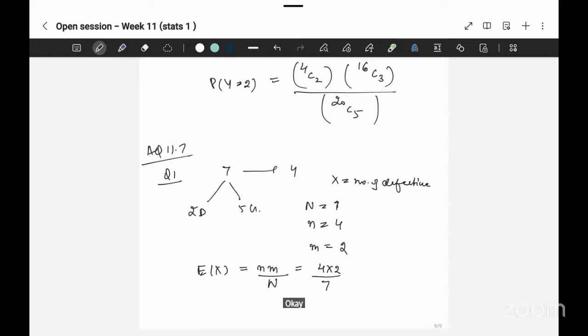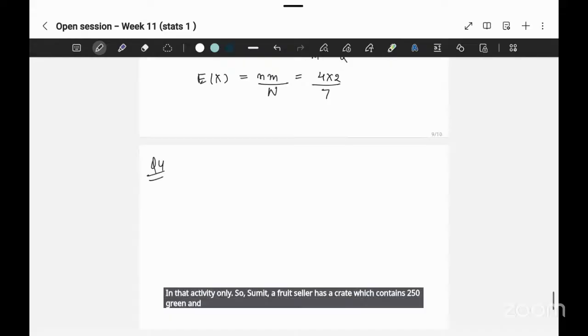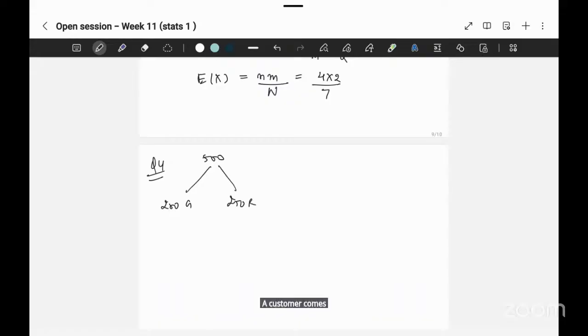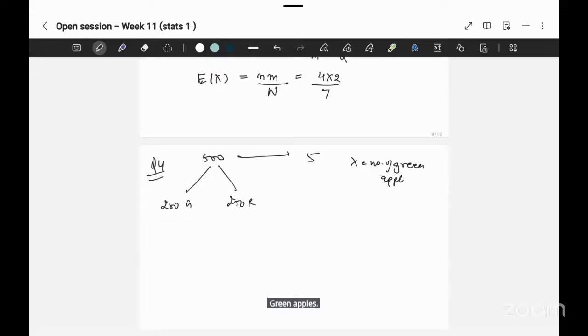Okay, let's do another question. Question number 4 in that activity only. Sumit, a fruit seller, has a crate which contains 250 green and 250 red apples. In total I have 500 apples, out of which 250 are green and 250 are red. A customer comes to Sumit's shop and selects 5 apples randomly, so from this 500, I'm selecting 5. The random variable X represents the number of green apples in the selection of 5 apples. Find the variance of X.